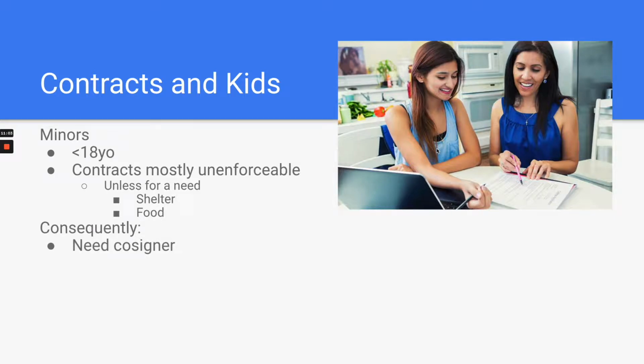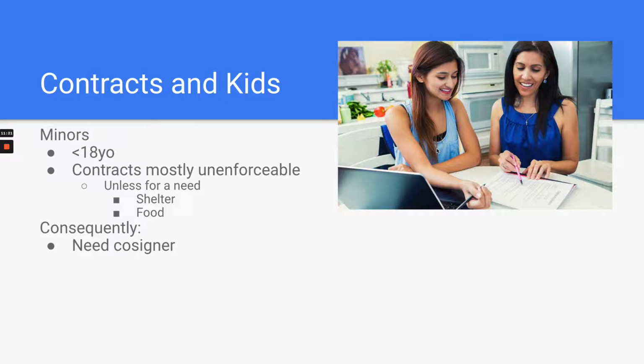Because most contracts are unenforceable if you're a minor, in order to enter into a contract, you will need what's called a cosigner.